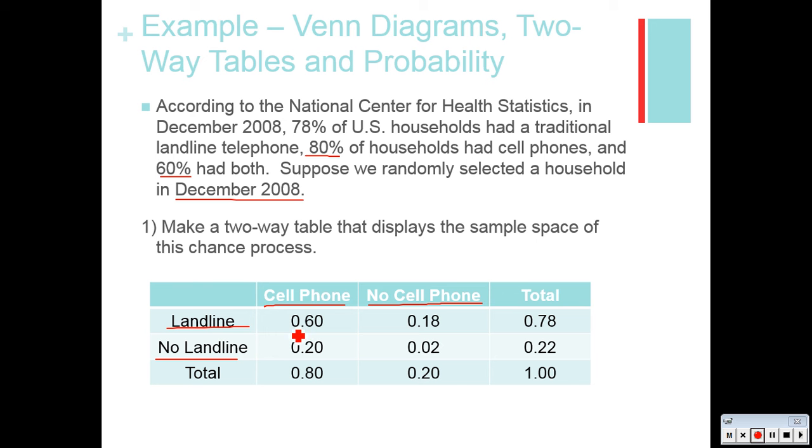So we have 60% of the group that has a landline and a cell phone, and we have 18% of the group that has a landline but no cell phone, 78% total there. And then we have the group that has a cell phone and no landline, that's 20%, and then the group of people that have no telephone at all, and that's 0.02%, and there's the 22% of those that have no landline. So it says to construct a Venn diagram to represent the outcomes of this chance process.